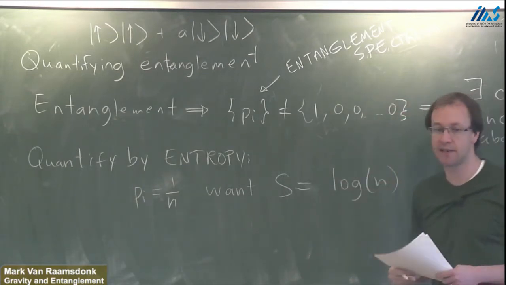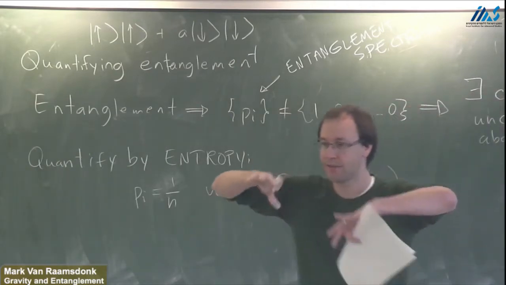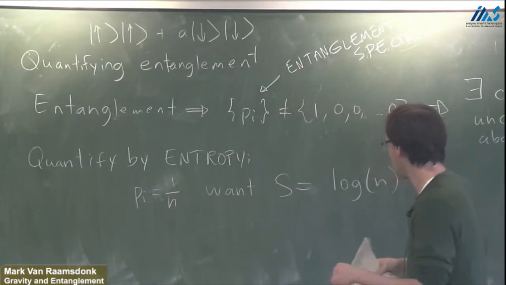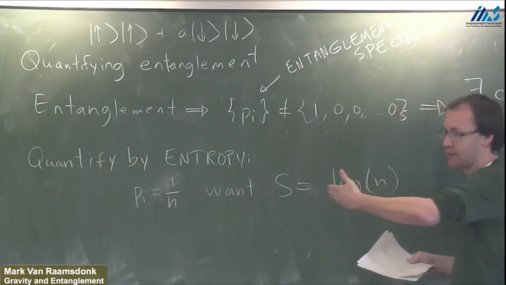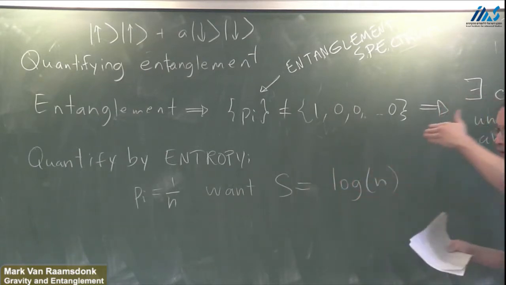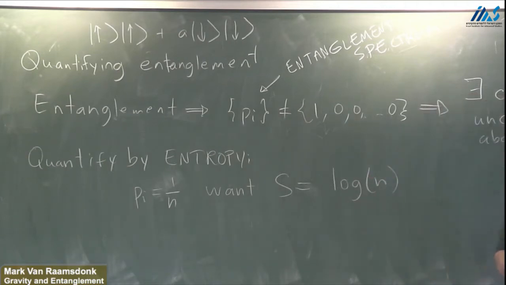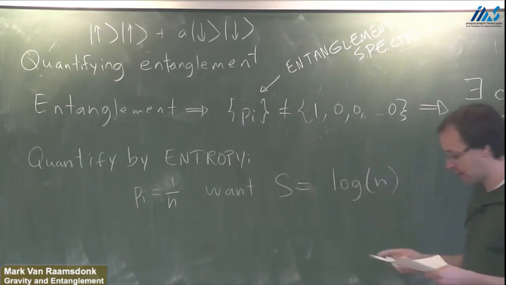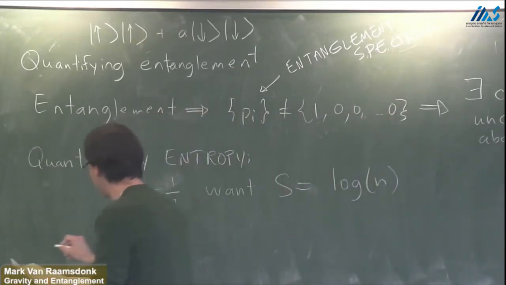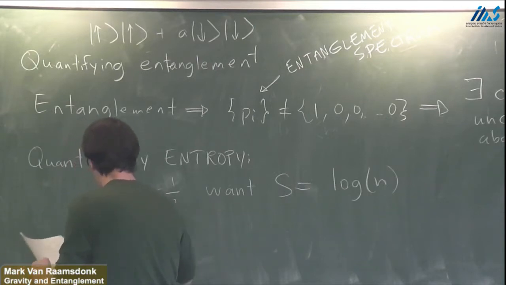This logarithm is there to get a quantity that's extensive. So if I have two different subsystems that have nothing to do with each other, then the entropy would just be the sum of the entropy for the first subsystem plus the entropy for the second subsystem. Okay. So that's the origin of the log. This corresponds to the density matrix 1 over n.